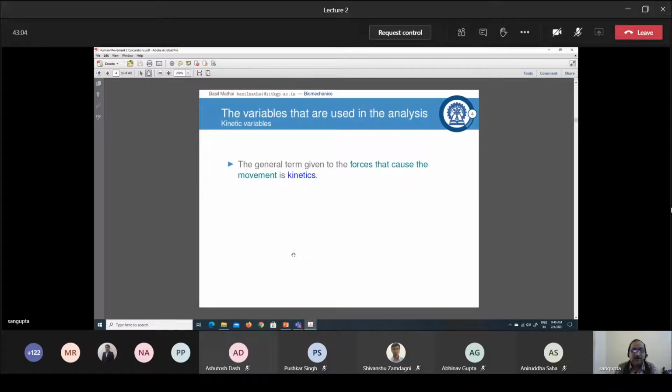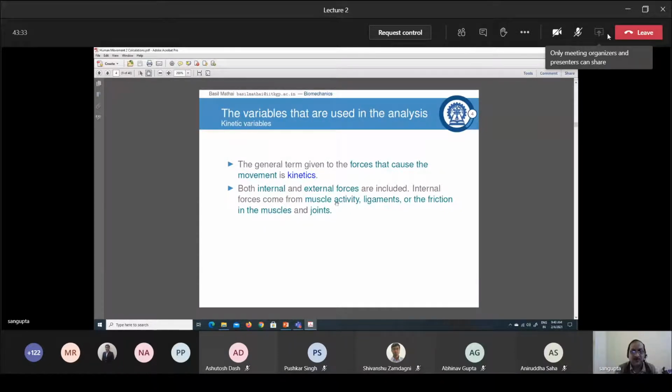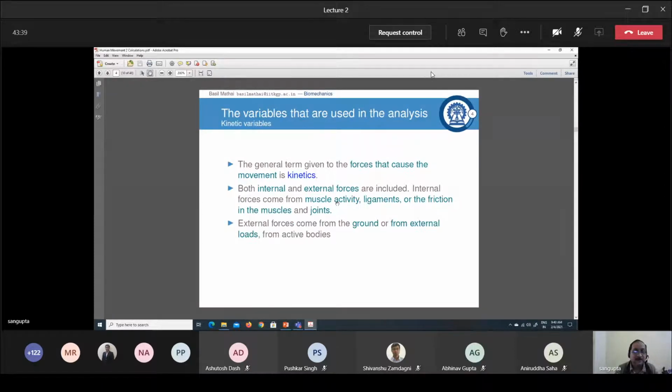The general term given to the forces that cause movement is kinetics. So what are the forces coming in the different parts? That is the kinetic analysis. Both internal and external forces are included. Internal forces come from the muscle activity, ligament, or the friction within the muscle and joints. But mostly, internal forces means muscle, ligament, or tendon forces. Okay? External forces are basically ground reaction forces. That data we actually get from the force platform.